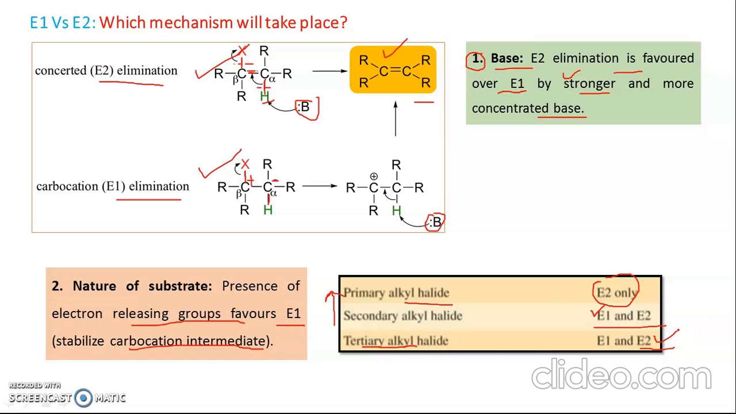For E1, there is a preference: tertiary greater than secondary greater than primary. But for E2, there is no such preference, though in some books you will see the same preference order, that is 3 degree greater than 2 degree greater than 1 degree. But mostly this order is applicable for E1, not for E2. Fine. So this is the second point, the nature of the substrate.